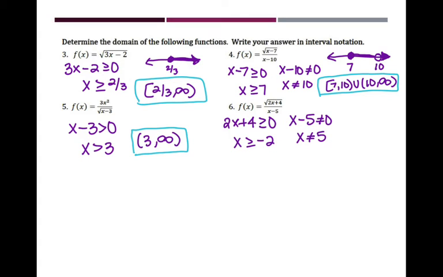Once again, we have this break in our domain. It's everything greater than negative 2, so everything to the right. However, x can't equal 5 because you can't have 0 in the denominator, so it creates a break in your domain once again. So I'm going from negative 2 to 5, and then 5 to infinity.